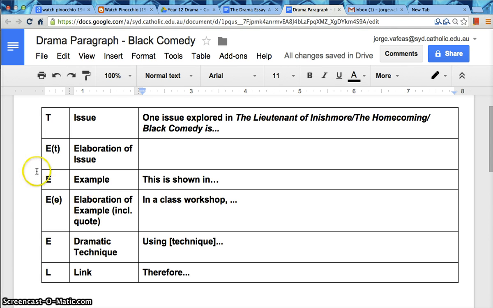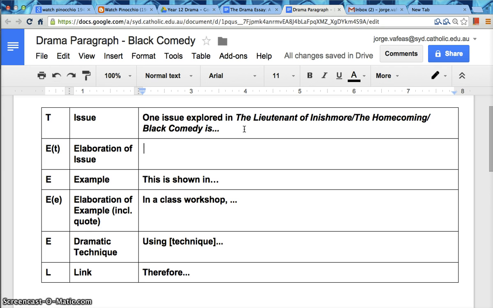So you can see along the left-hand side the letters T, E, E, E, L, and what that links to in terms of what we've been talking about. So your topic sentence, the T, links to the issue that you are discussing in your paragraph. And I've given you a bit of a sentence starter here. One issue explored in The Lieutenant of Inishmore, or one issue explored in The Homecoming, one issue explored in Black Comedy is X. Okay? Animal cruelty, violence, terrorism, theatricality and reality.